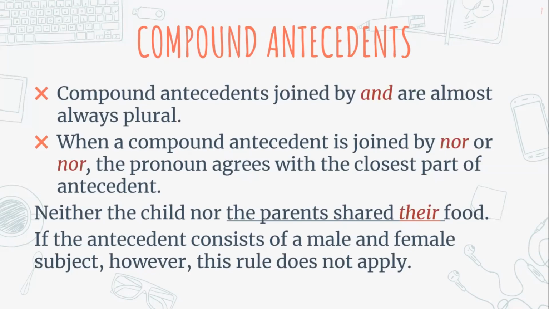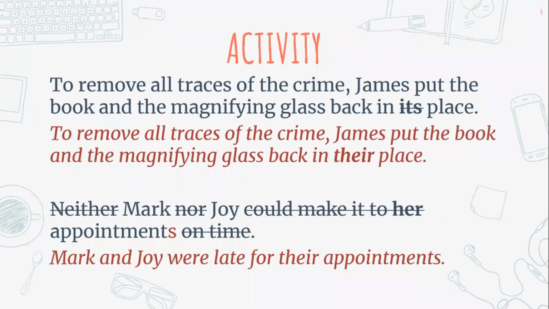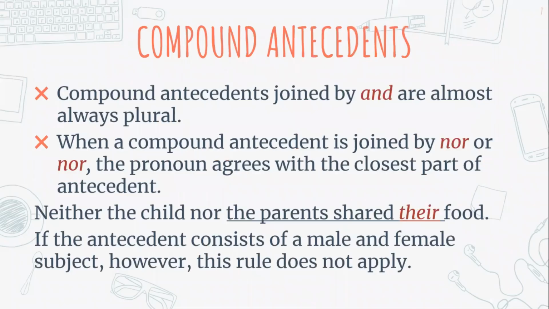If the antecedent consists of a male and female subject, however, this rule does not apply. So again, here with the original sentence, neither Mark nor Joy could make it to her appointments on time. It cannot be her because there is a male and female antecedent, right? So we'd have to reconstruct the sentence in order for the pronoun to agree with the antecedents, right? So are you following so far?